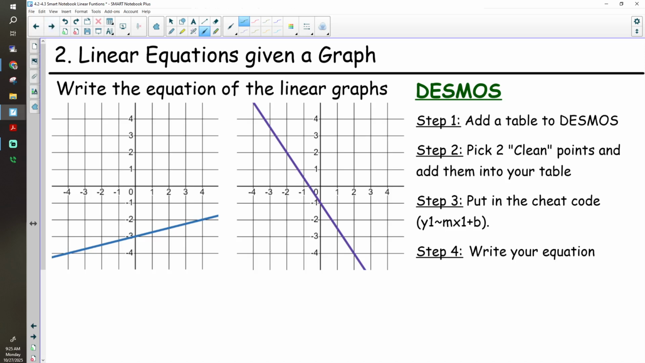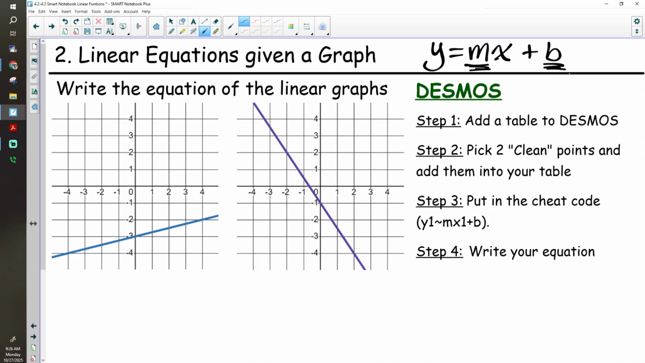We want to write the equation y equals mx plus b. We need to know what m is, and we need to know what b is. Y and x will stay. We need to figure out what are these lines' slopes, and what are their y-intercepts. Now, we can do these both in Desmos really quick and easy with our cheat code like we've done before. You can also do them by hand. Do you want to see how to do both ways?